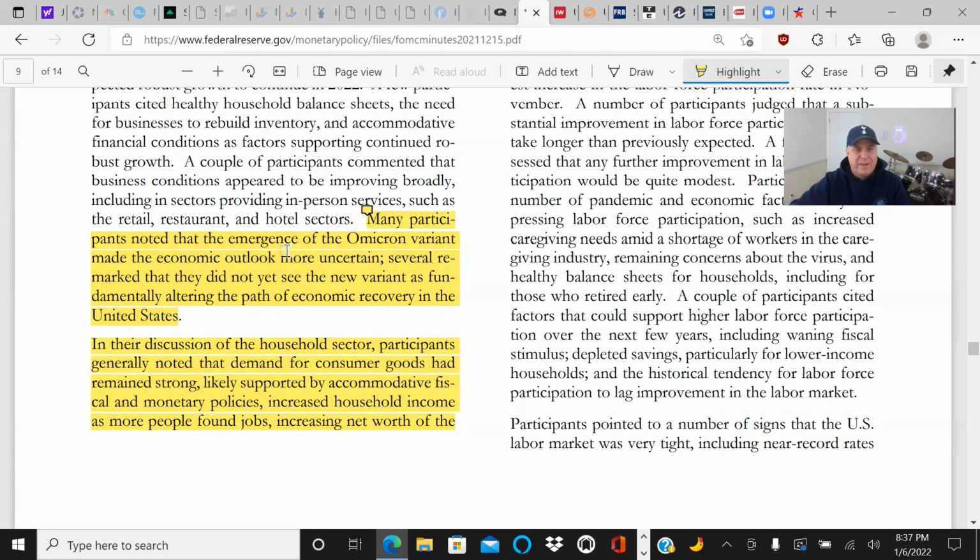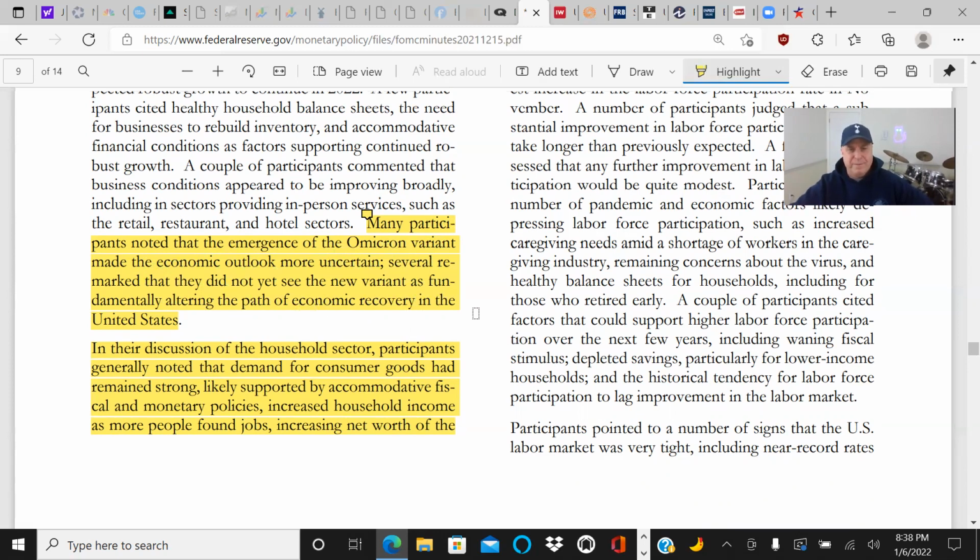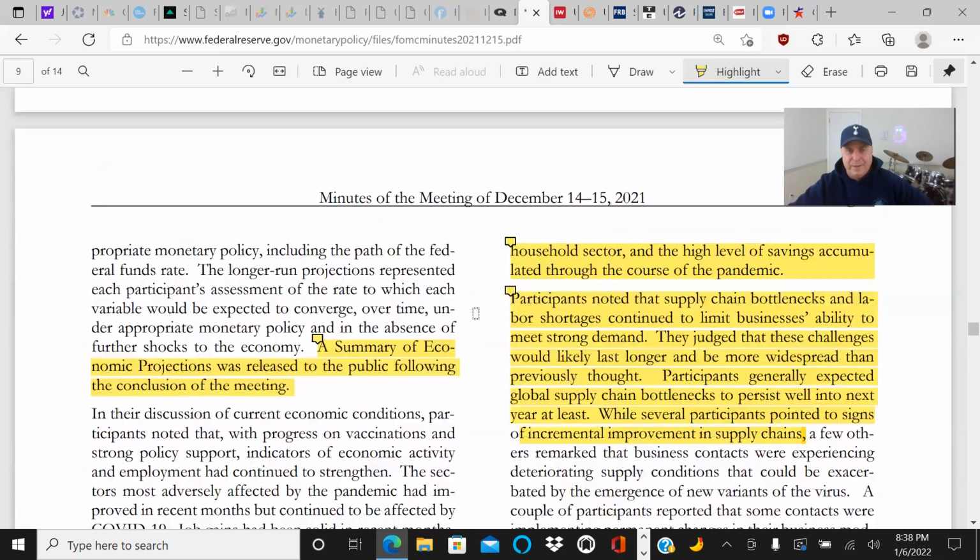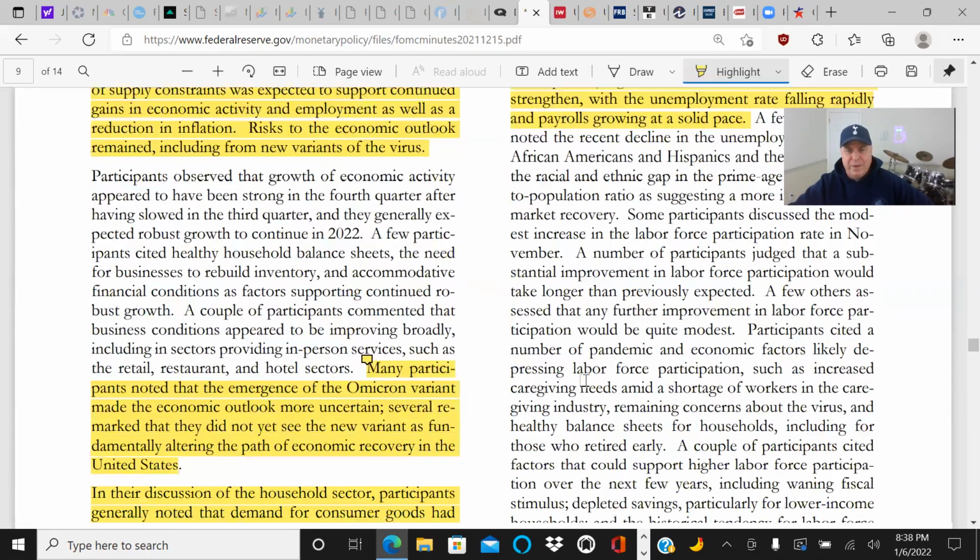Many participants noted that the emergence of the Omicron variant made the economic outlook more uncertain. Several remarked that they did not yet see the new variant as fundamentally altering the path of economic recovery in the United States. Okay, so they're saying that Omicron is really not going to affect us too much. That's great. We know that. Let's see, supply chain, we'll go over that in a minute.